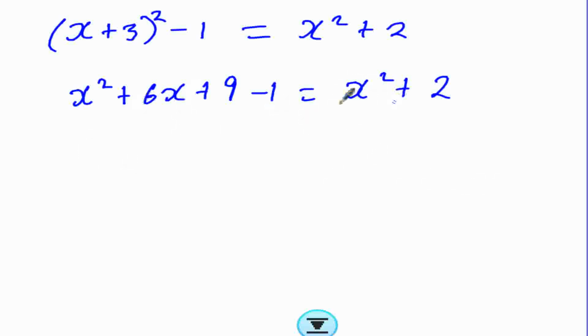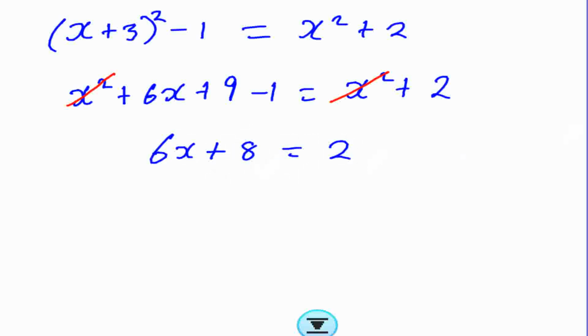So the next part will be collecting like terms. Let's collect those with x this side and those without x the other side. But before we collect like terms, we can see that we have a positive x squared this side and a positive x squared the other side. So these two will cancel and remain with only 6x. So you have nothing to collect as of now, apart from taking this the other side. So you have 6x plus 8 is equal to 2.